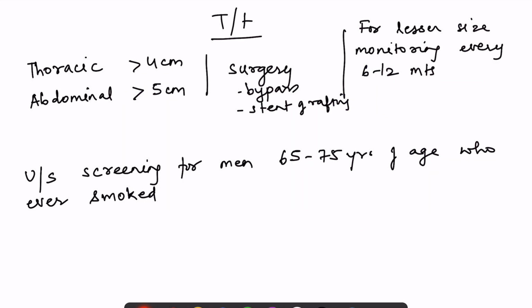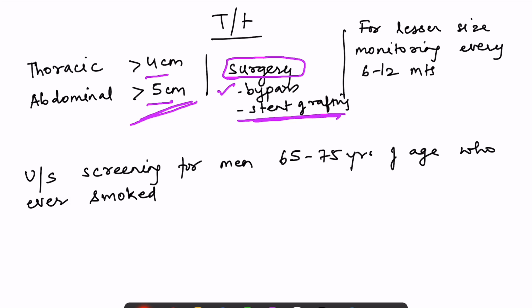Then a little bit we will talk about treatment. If a thoracic aneurysm is more than 4 cm or an abdominal aneurysm is more than 5 cm, then surgery is recommended. Because once the aneurysm is of this size, there are high chances of rupture, and the mortality rate increases. If the rupture happens and the person is taken for emergency surgery, then there are high chances of mortality. So in these cases, either a bypass surgery can be done or stent grafting. Nowadays, stent grafting is preferred, so a stent is inserted in the area.